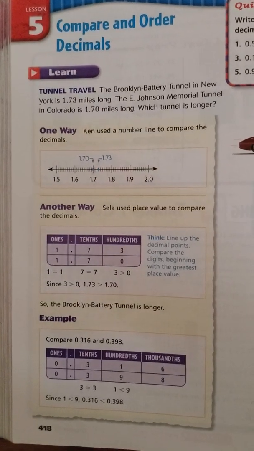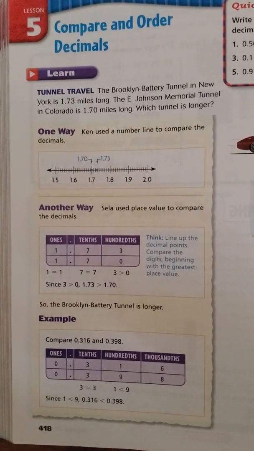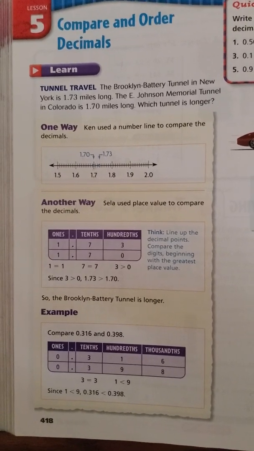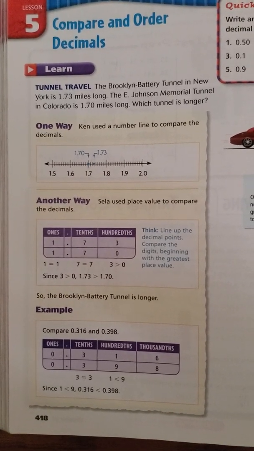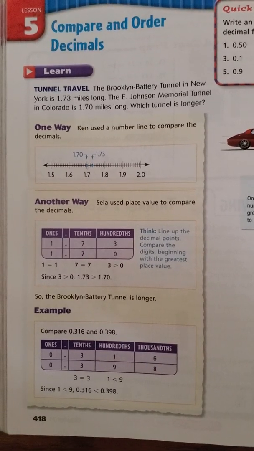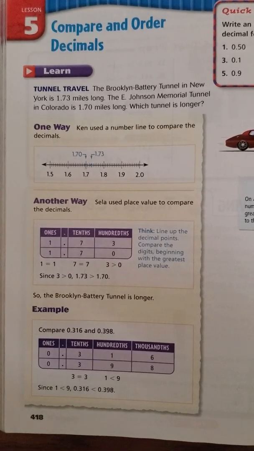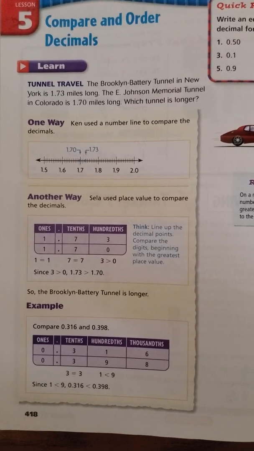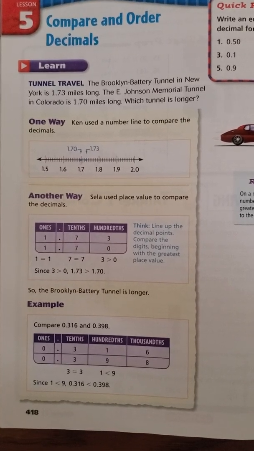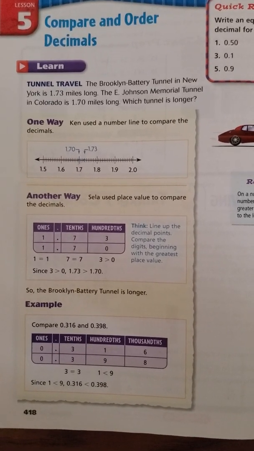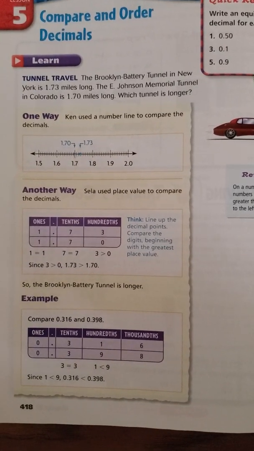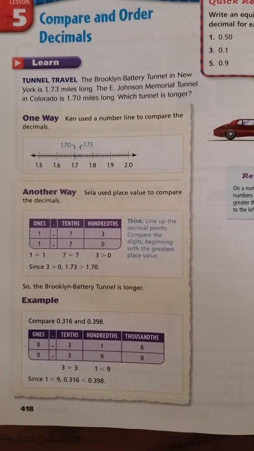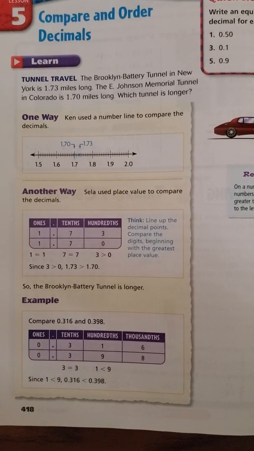Now let's take a look in our textbook at Learn. We will begin reading at Tunnel Travel. Please read with me. The Brooklyn Battery Tunnel in New York is 1 and 73/100 miles long. The E. Johnson Memorial Tunnel in Colorado is 1 and 70/100 miles long. So which tunnel is longer? There are 2 ways that we can compare our decimals. One way is using a number line.